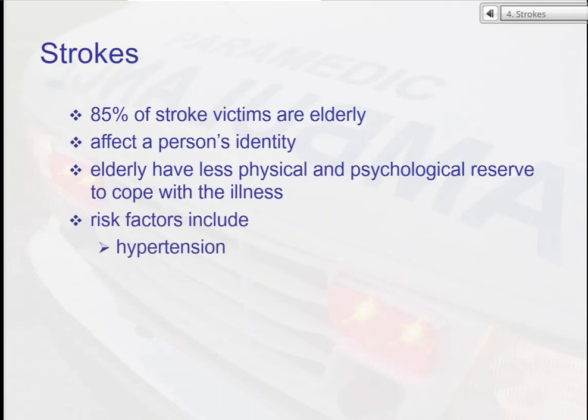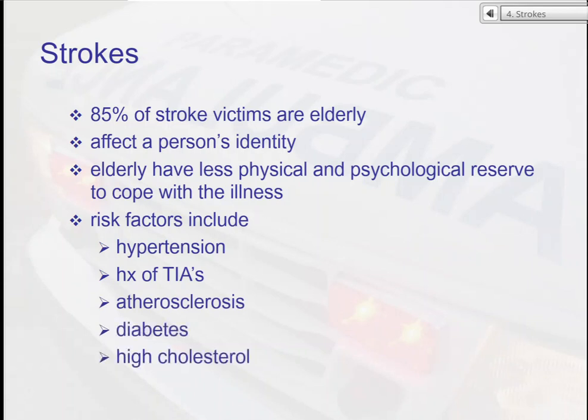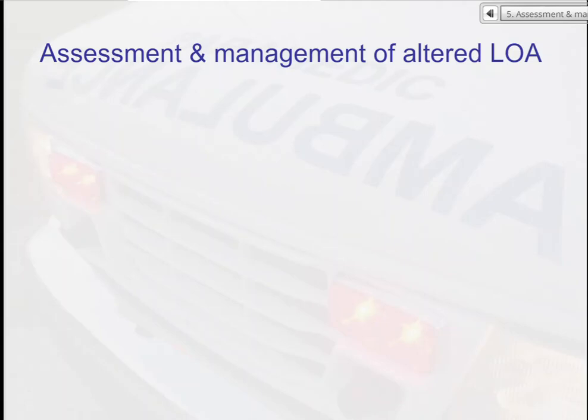Risk factors for stroke include hypertension, probably the biggest one, chronic systemic hypertension, leading to cardiovascular disease. A history of TIAs puts them at high risk for stroke, as do atherosclerosis, diabetes, and high cholesterol.